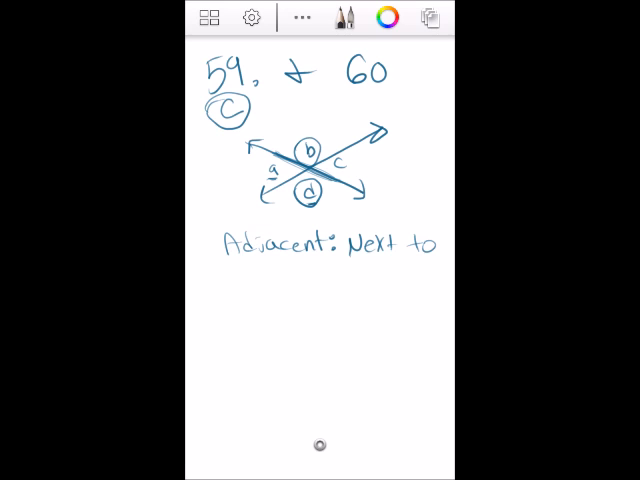C says they're adjacent, which means they're next to each other. Are B and D directly next to each other? No, because in between D and B, there's an A and a C over here and here. So we know that they are not adjacent. B and D are D. Answer choice D says they're vertical. Remember, vertical means that two lines are drawn, intersecting each other, and the angles are on opposite sides. So B and D are vertical angles, and A and C are vertical angles.